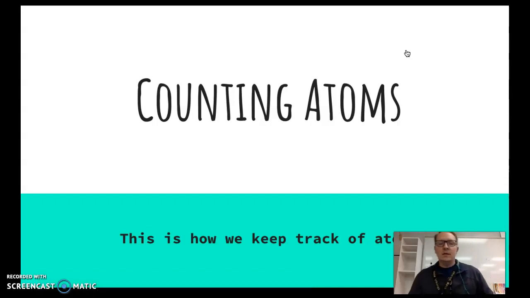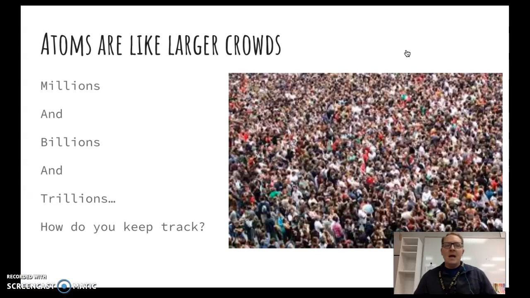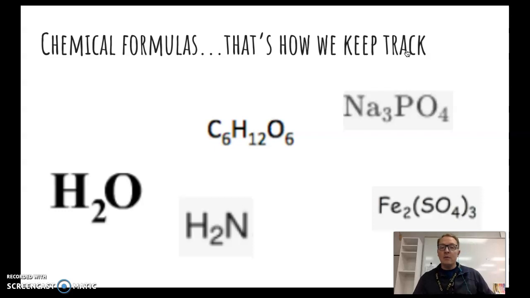This is for Unit 3, a new skill. We're going to learn how to count atoms. I know this sounds very Sesame Street-ish, but it's important, right? Let me walk through these slides. Atoms are on the order of millions and billions and trillions. There's tons of them, so we have to keep track of them, and the way we do that is we look at atoms in chemical formulas like this. These little individual formulas represent the ratios or the number of atoms that you might find in molecules or different compounds. So I'm going to walk you through how we count these.